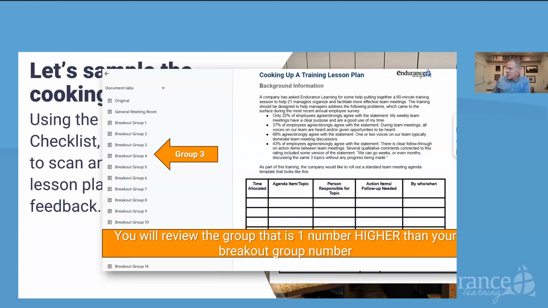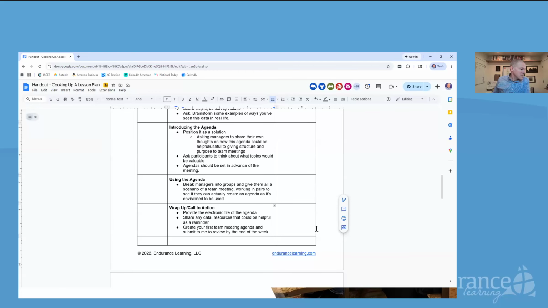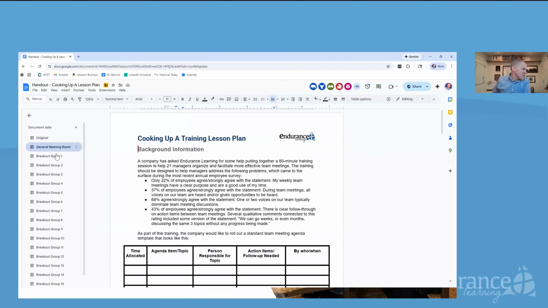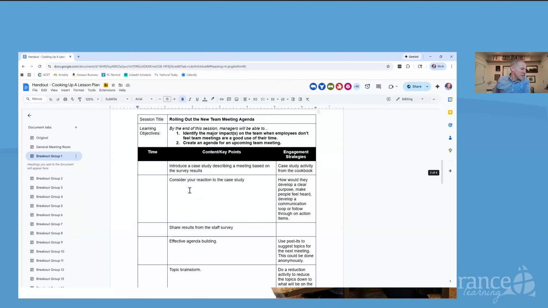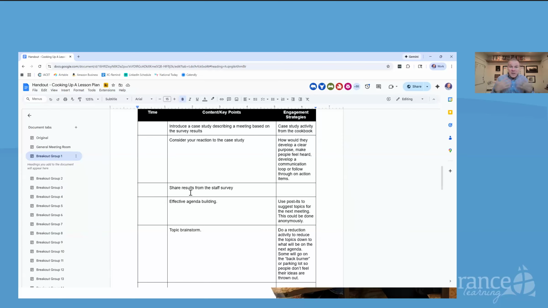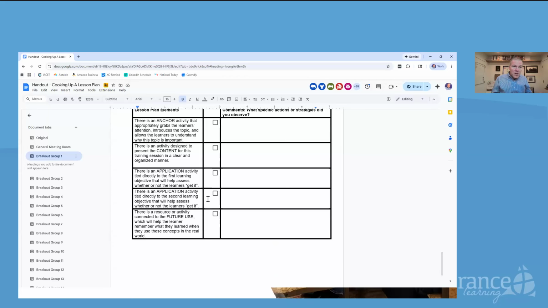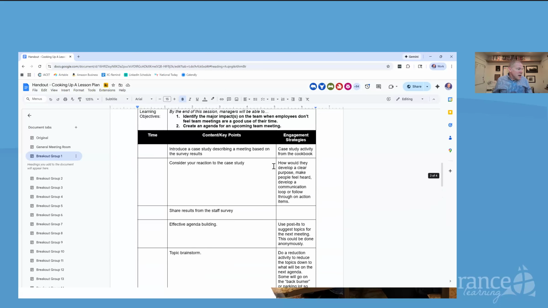All right. We should be back with my general room. Let me bring back that document that I was looking at, but we need to take a look at the tabs here. We're going to be looking at group number one. So let's take a look at group number one's lesson. And then we're going to scroll down to this checklist, and we're going to see if there's an anchor, if there's content, if there are application activities, and if there's a future use activity. So let's take a look at their lesson as I look through it.